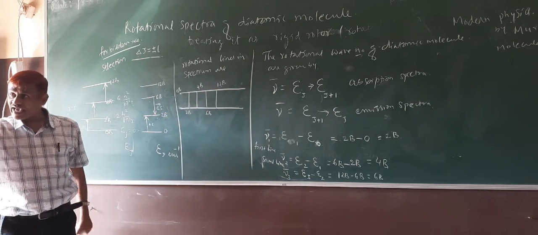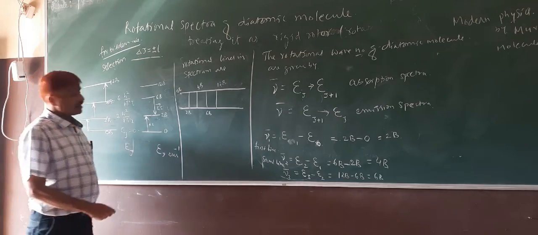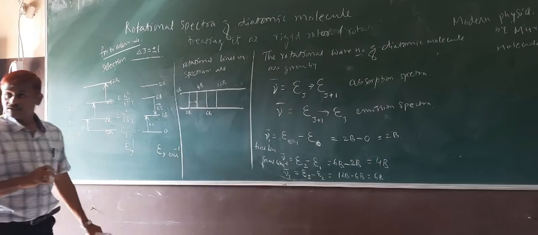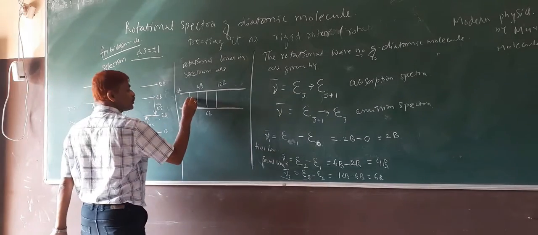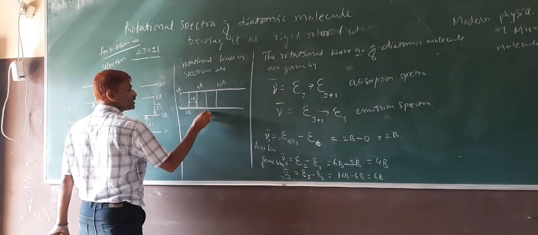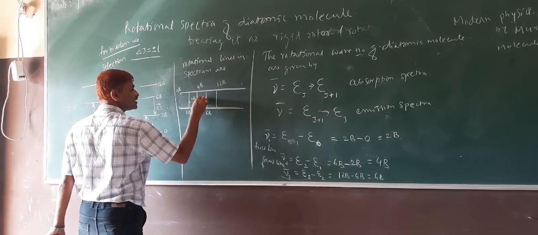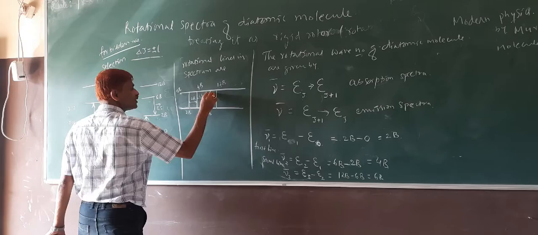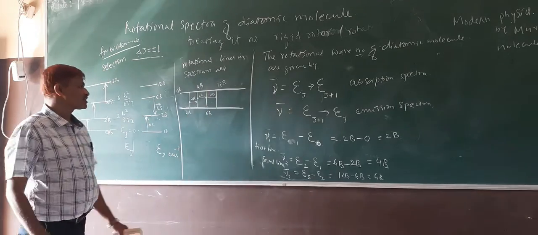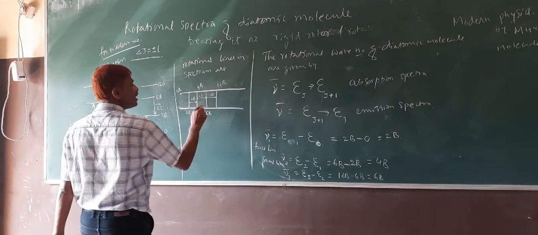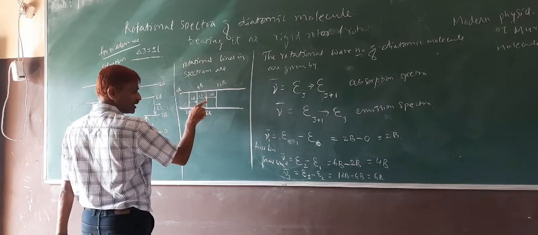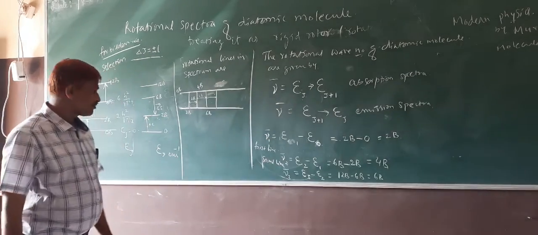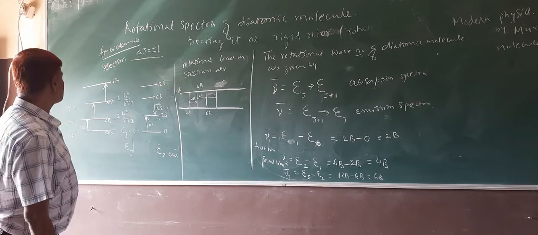Okay. What about the gap? The gap between these lines. This is 2b. What about the gap between these two lines? 2b. This is also 2b. Then 6b is, it is 8b. How much you will get? 6b.